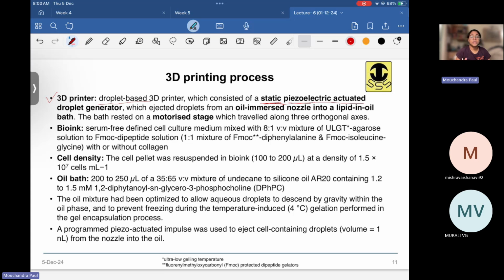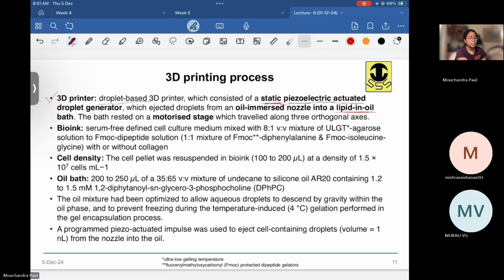And the placement of the printhead is such that the tip of the nozzle is completely immersed in an oil bath, a lipid oil bath. I'll explain why they used lipid molecules. So they used an oil bath with lipids in it, and the nozzle was completely immersed. And why did they immerse it? So that whatever droplets get ejected, they will fall directly into the oil.